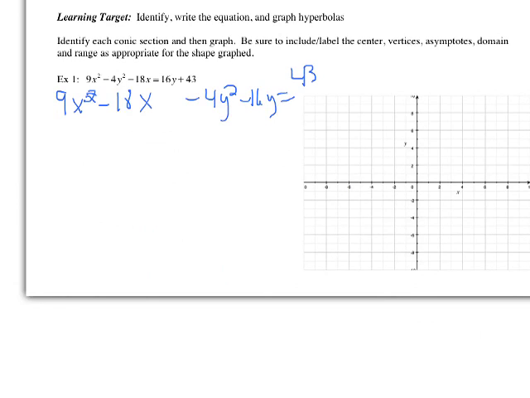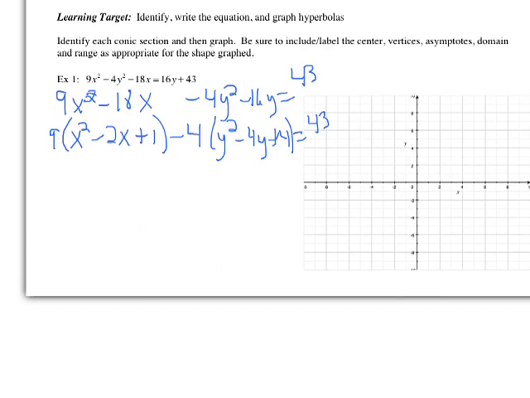So now I'm going to factor out a 9. So 9 times x squared minus 2x. This is just like we did with the ellipse. Half of negative 2 is negative 1. Squared would be positive 1. The difference is now we're just factoring out a negative 4. So y squared minus 4y, and then half of that squared would be 4, equals 43. But I actually added 9 and I added negative 16.